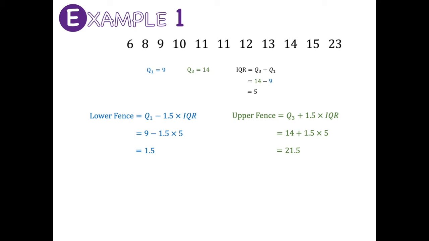The first number in my data set is 6, which is higher than 1.5. So I don't have any small outliers. My last number is 23, which is above 21.5. So that 23 value is going to be an outlier. In my data set, I've got one outlier of 23.